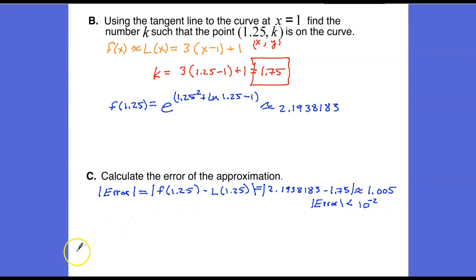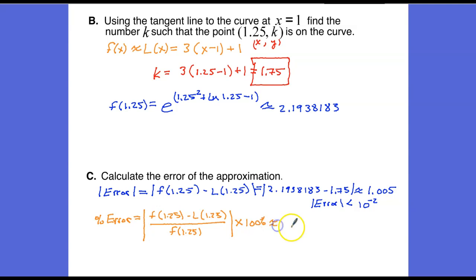Now let's also go ahead and find the percent error. That's going to be equal to f of 1.25 minus L of 1.25 divided by f of 1.25. And again, we'll take the absolute value. And then finally, we take that decimal and multiply by 100%. And this gives us 20.230%.